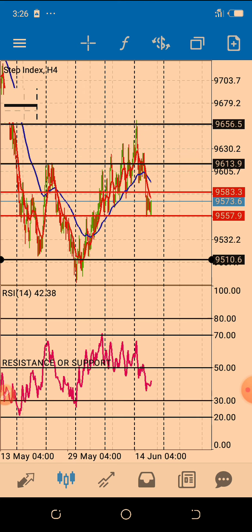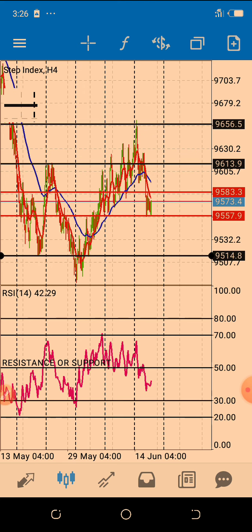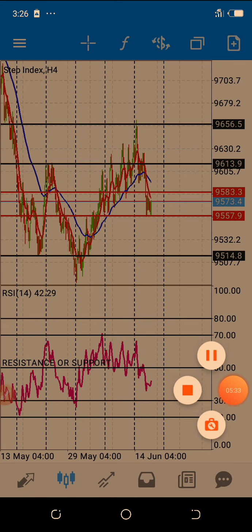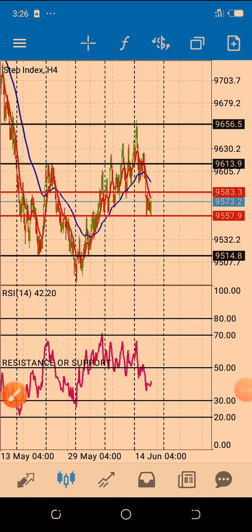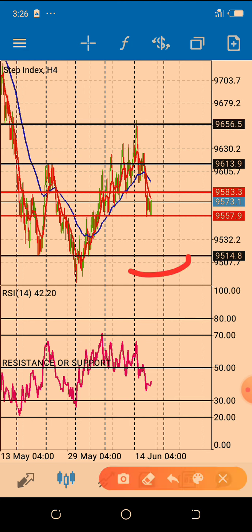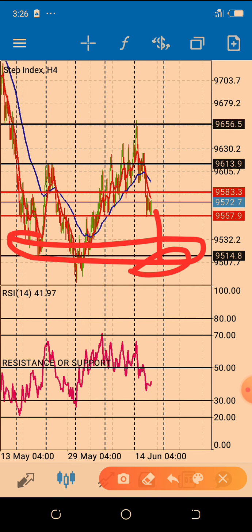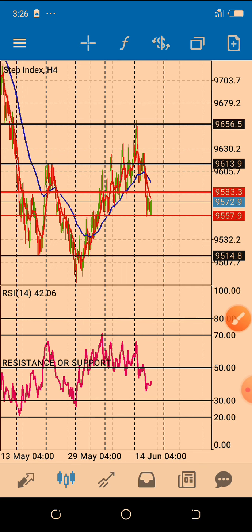So if price breaks this low, the low of yesterday, it should head to this point. If price breaks the low, it should head here. That's this area. This whole area is the next support zone.